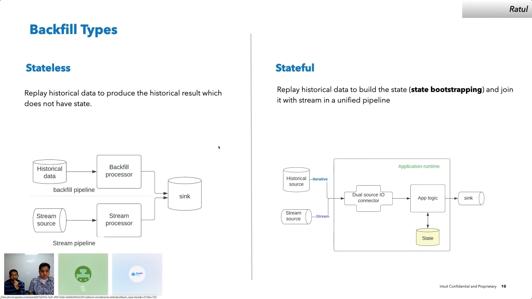The same pipeline will first read from the archive location. Once that is done, it has to read from the stream location, and the entire state has to be transferred from archive mode to stream mode. Okay, so that is the challenge we are talking about.